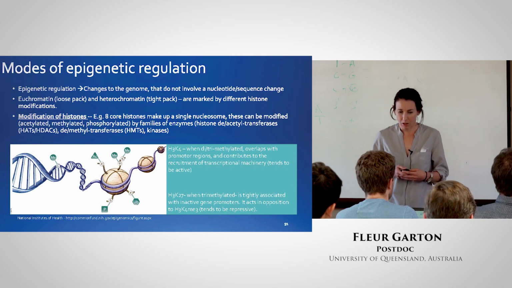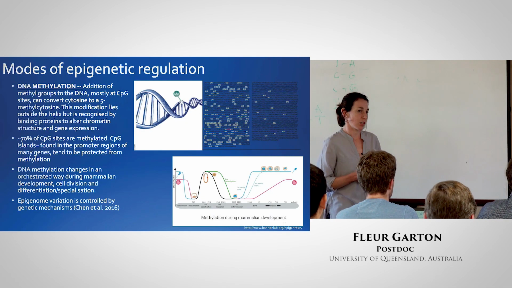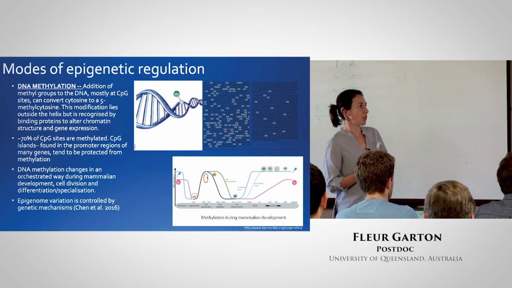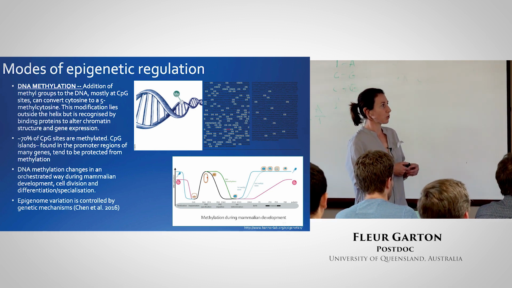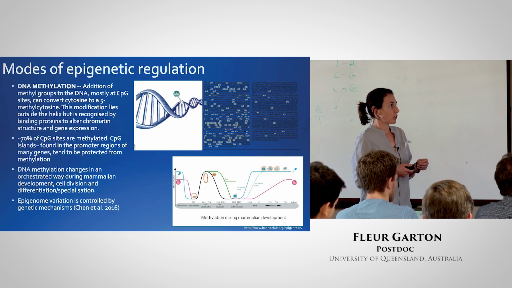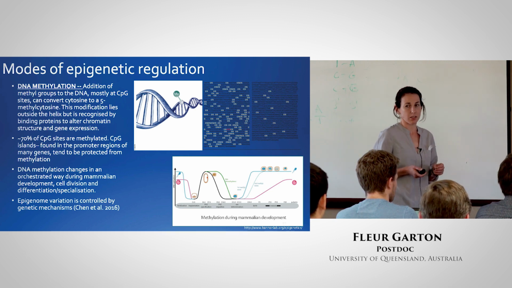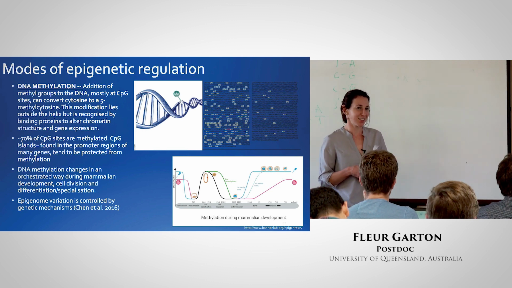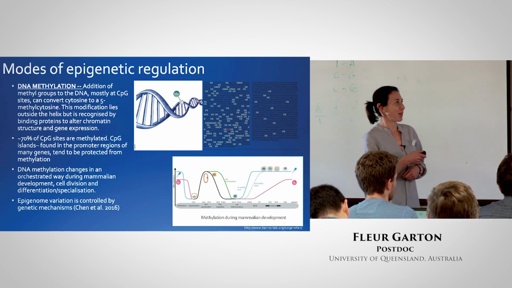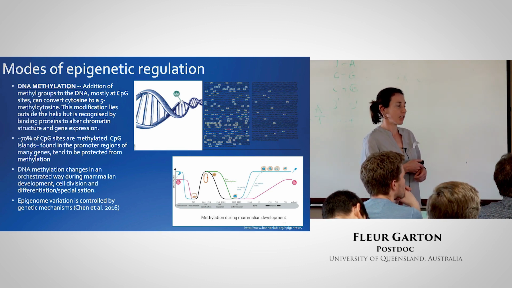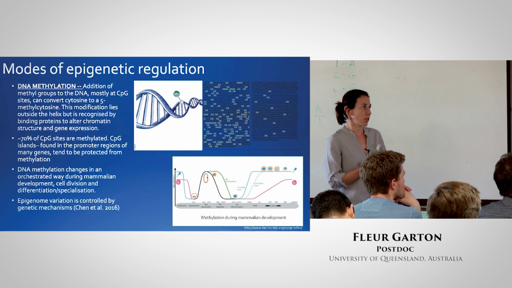Okay, so a lot of the epigenetic research in genetic studies focuses on this DNA methylation. So this is the addition of a methyl group to the DNA here. This happens mostly at CpG sites. Does anyone know what a CpG site is? Basically it's a dinucleotide of C and G. The P just stands for a phosphate. So this is a cytosine and a guanine.